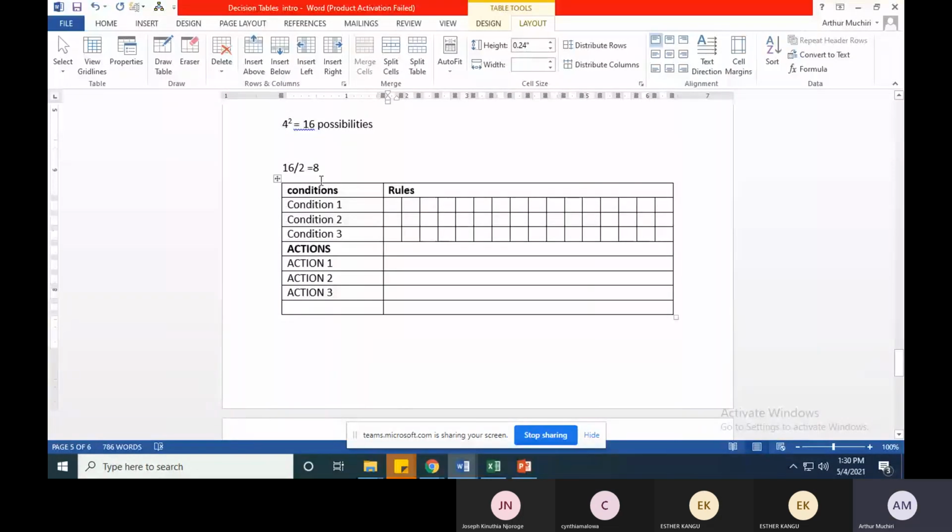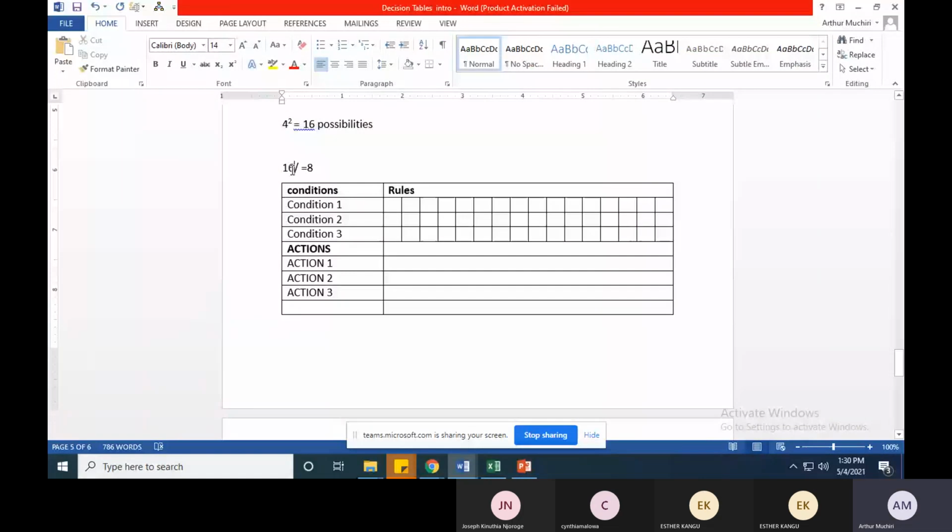If you have 3 conditions, 3 raised to 2 is how many? 6. We're going to have 6 divided by 2, which is 3. Yes. And the second one will be no. And the next one will be yes. The other one is no. Yes. Yes, no, yes.